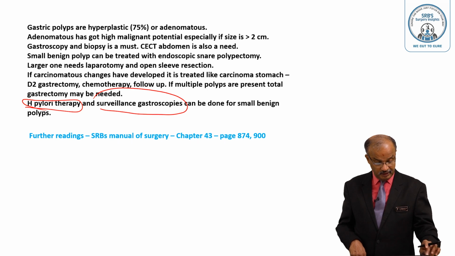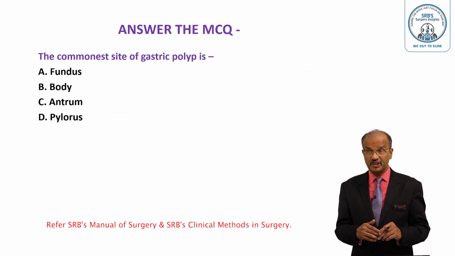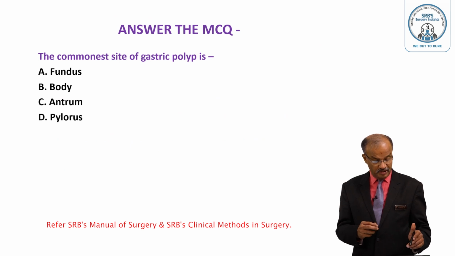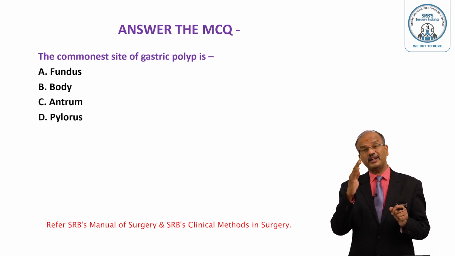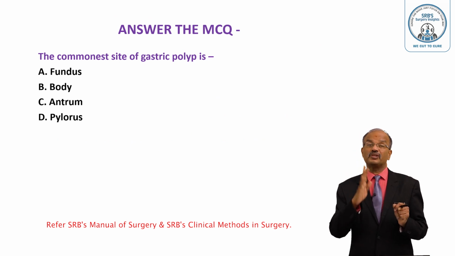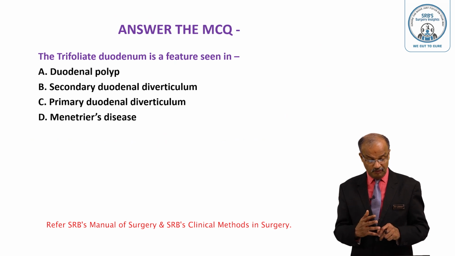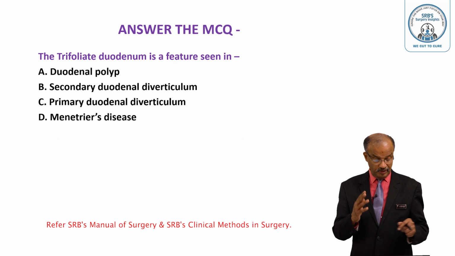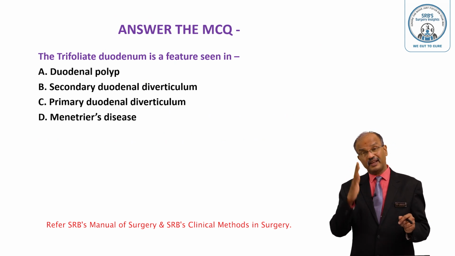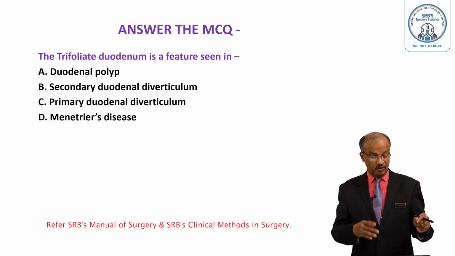So answer the MCQ. Commonest site of gastric polyp is: fundus, body, antrum, pylorus. So put the right answer in the comment box. I will really acknowledge your answer, and later I will put the right answer. And the next MCQ: trifoliate duodenum is a feature seen in duodenal polyp, secondary duodenal diverticulum, primary duodenal diverticulum, or Crohn's disease. Again, put the right answer. I will acknowledge your answer.